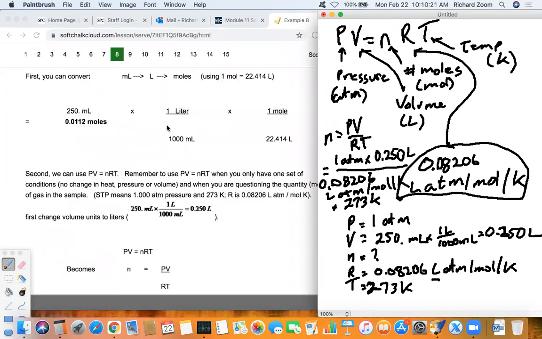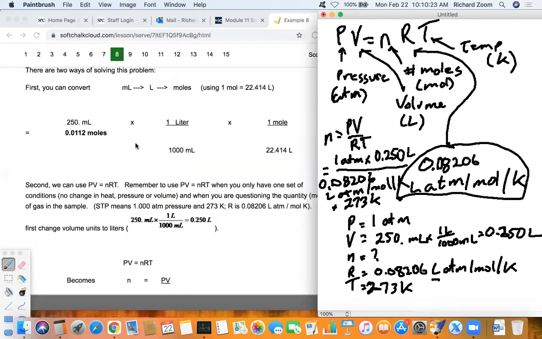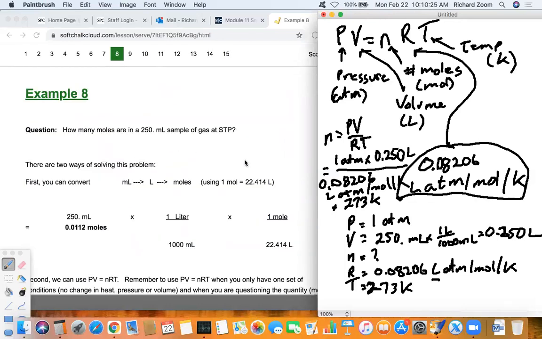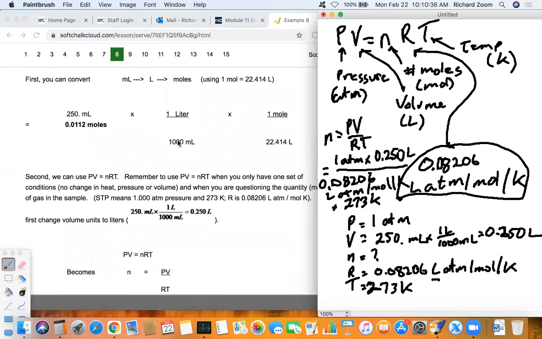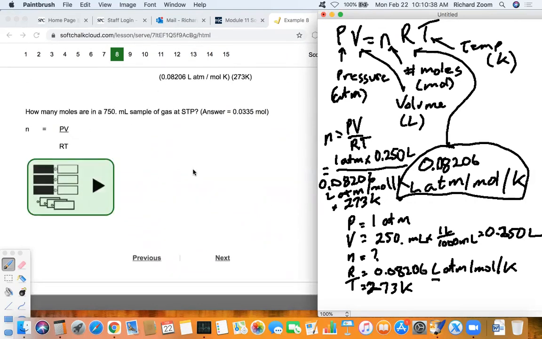So just summarizing what we need to do here, I like to write down my P, V, R and T, and then make sure that the units match the units we have for R, which is liters, atmospheres, moles, and Kelvin. And if we need to do a conversion to do that, then that's what we do.